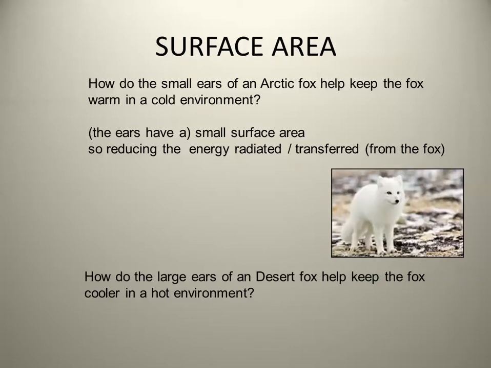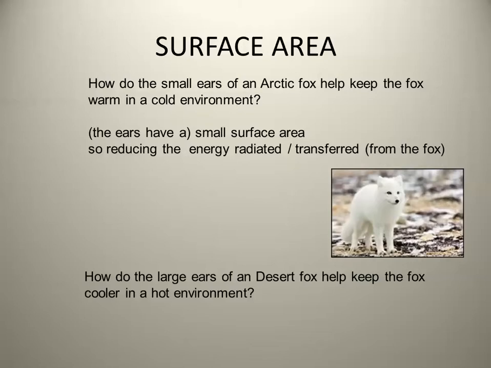Okay, if we look at the picture, we see that the Arctic fox has extremely small ears. Those ears have a small surface area. That's important. That means they reduce energy by radiation from the fox. That's it. Okay, 2 marks. Each mark 1 point. It's very specific, so you have to get this answer almost perfect. Small surface area, reducing radiated energy transfer from the fox.